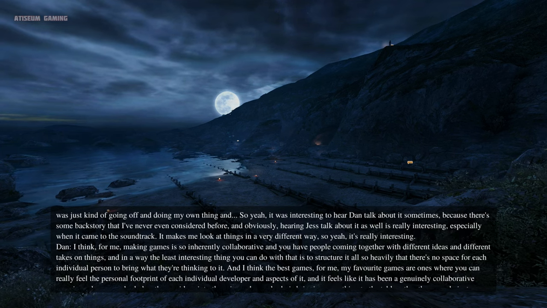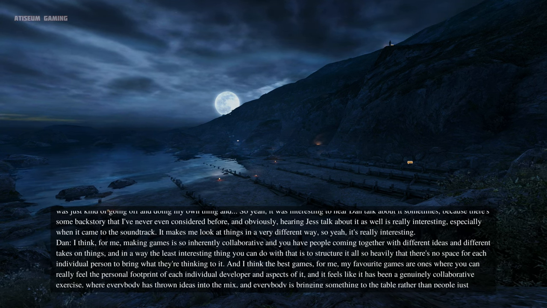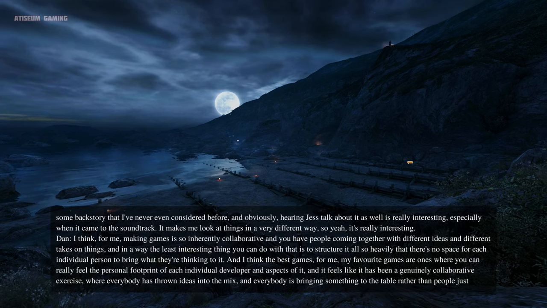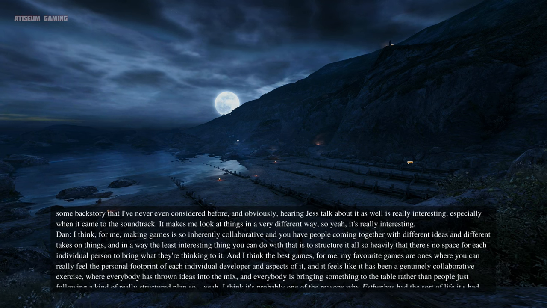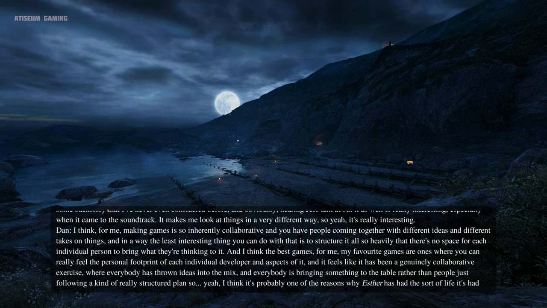And I think the best games, well, for me, my favourite games are ones where you can really feel the personal footprint of each individual developer, and it feels like it has been a genuinely collaborative exercise where everybody has thrown ideas into the mix and everybody is bringing something to the table, rather than people just following a really structured plan.